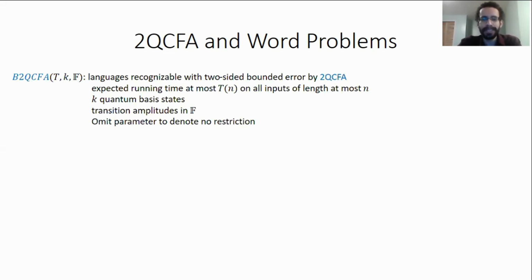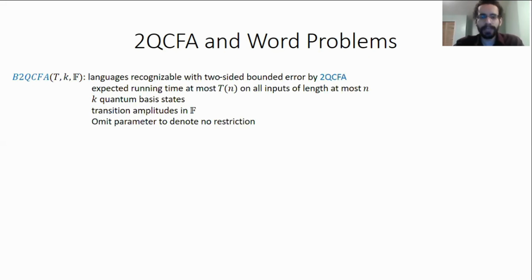We care about the transition amplitudes of a 2QCFA as it's known that using very complicated transition amplitudes, for example, non-computable transition amplitudes, allows a 2QCFA to recognize a very broad class of languages. But fundamentally, that power is coming from the unreasonable complexity of the transition amplitudes. It's not coming from the quantumness, and so we don't want to allow that.